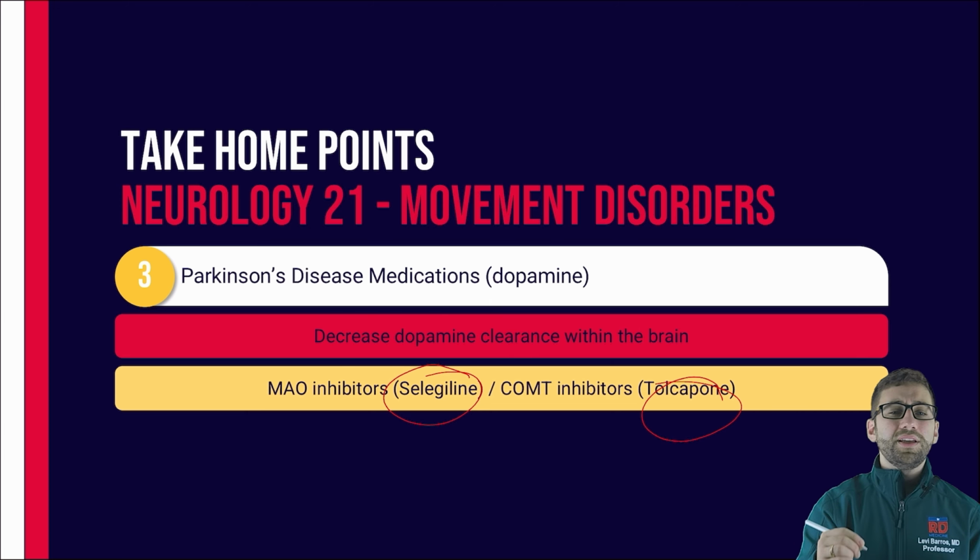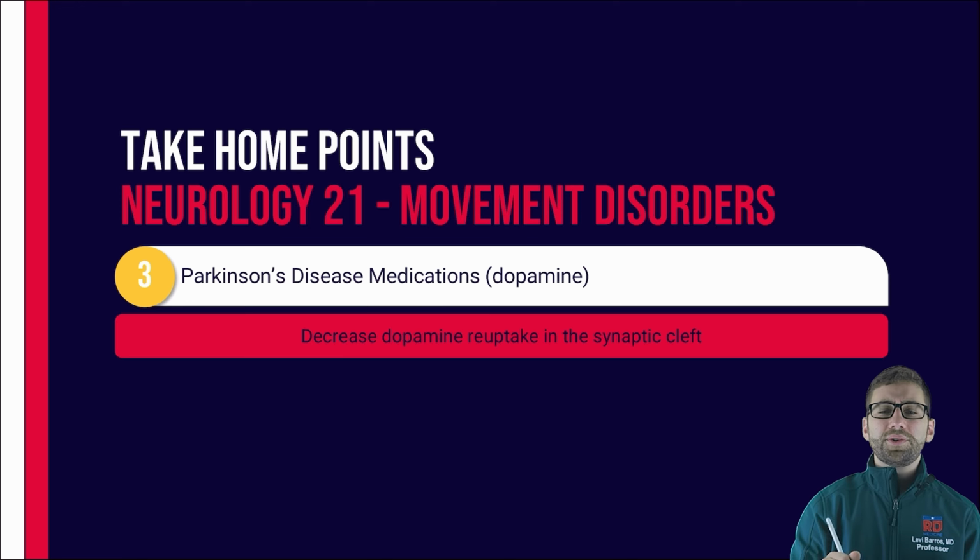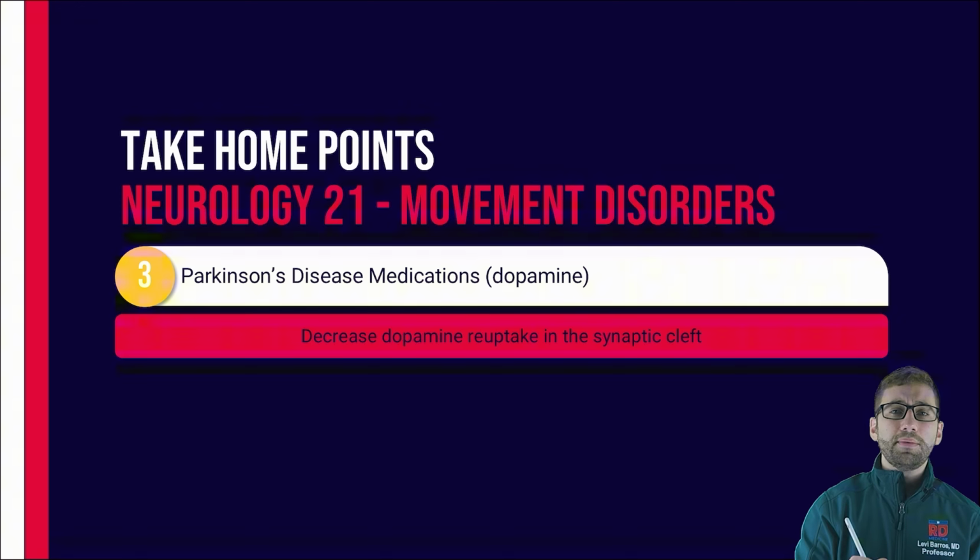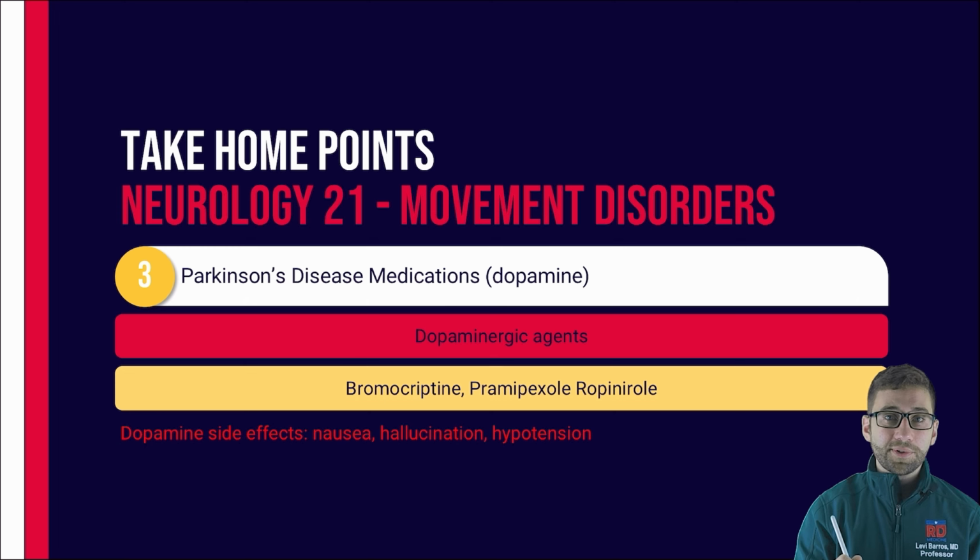Medications like amantadine work by decreasing dopamine reuptake in the synaptic cleft, further increasing dopamine levels available for signaling. And finally, dopaminergic agents such as bromocriptine, pramipexole, and ropinirole mimic the effects of dopamine by stimulating dopamine receptors directly. Common side effects of these medications and of dopamine itself include nausea, hallucinations, and hypotension.